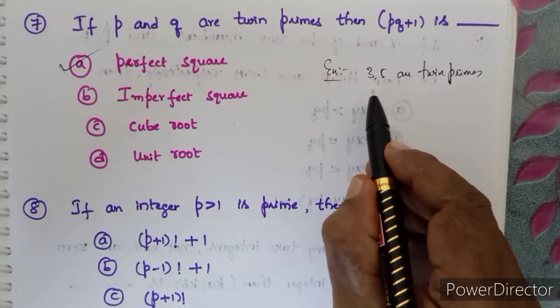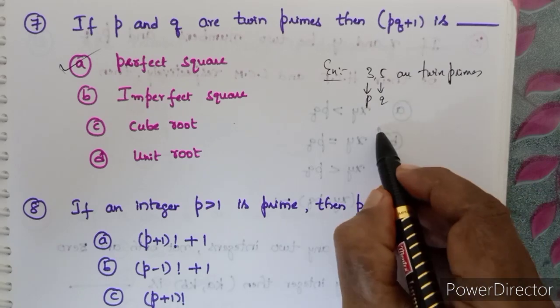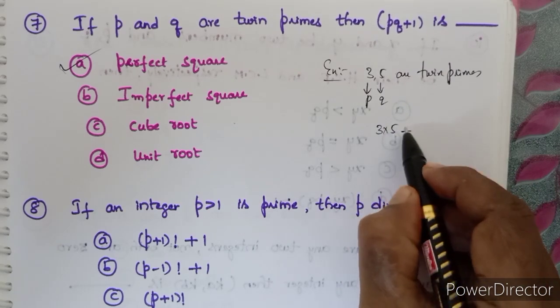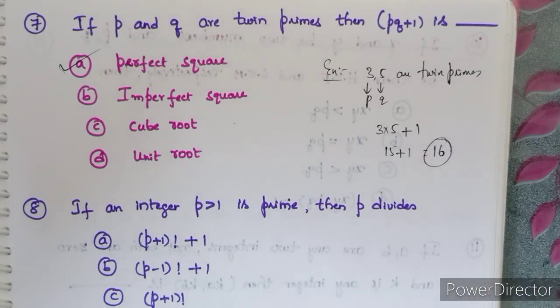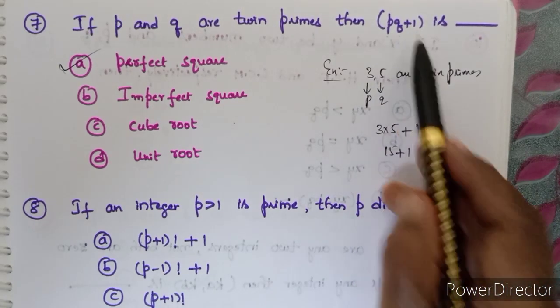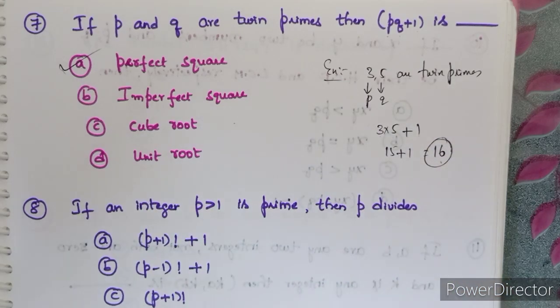So when we multiply, suppose this is P and this is Q, 3 into 5 plus 1. So 15 plus 1 is 16. 16 is a perfect square, 4 square. So PQ plus 1 gives a perfect square. Therefore option A is correct.